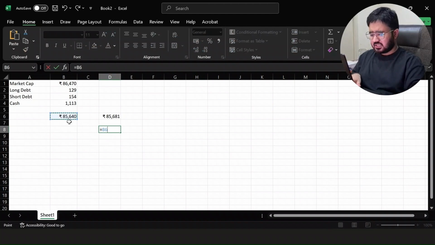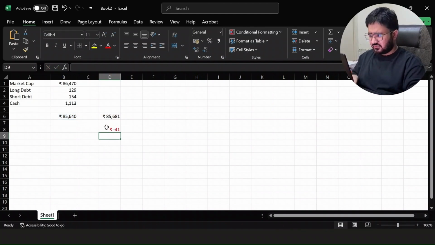Okay, six, just a 40 crore. That's okay.